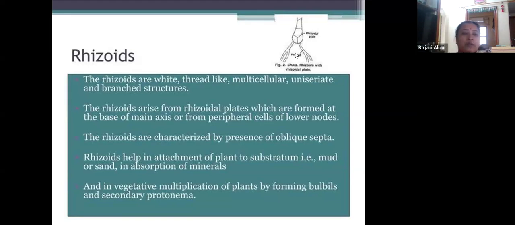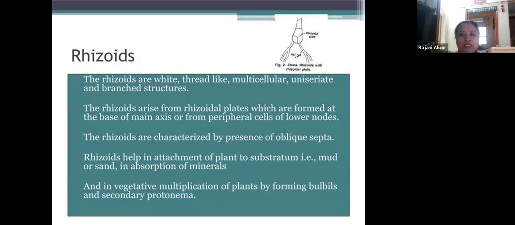Here you can observe the tip of the rhizoid possesses minute soil particles which function as the statoliths. The rhizoid shows apical growth and helps in attachment of the plant to any substratum, meaning mud or sand, in absorption of minerals, and in vegetative multiplication of plants by forming bulbils and secondary protonema.